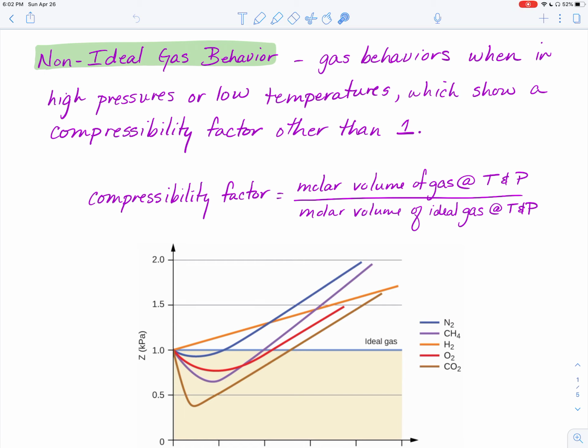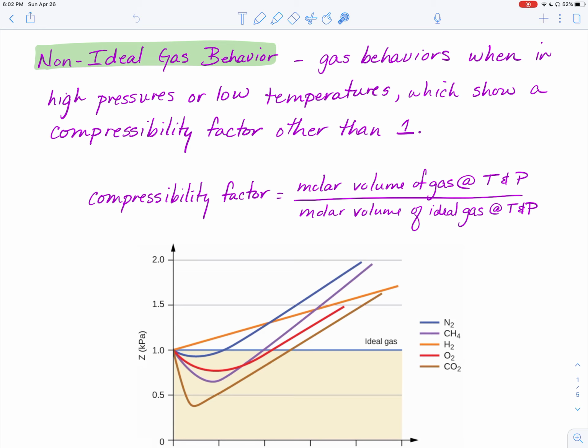A compressibility factor is calculated by taking the molar volume of a gas at the temperature and pressure that gas happens to be in, divided by the molar volume of the gas in ideal conditions at that temperature and pressure. And if that value is higher than 1 or lower than 1, then that gas is considered to be in non-ideal conditions.